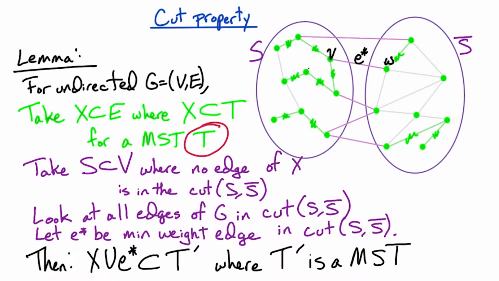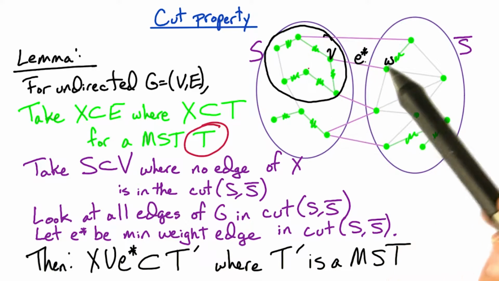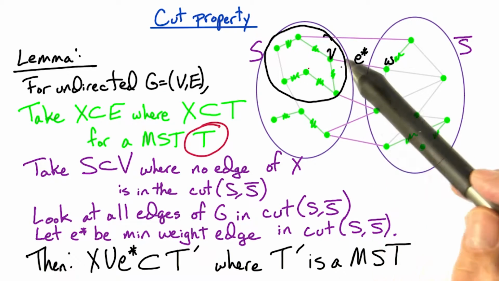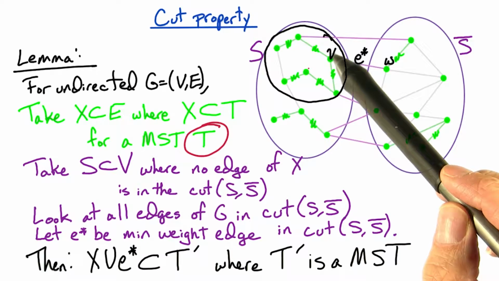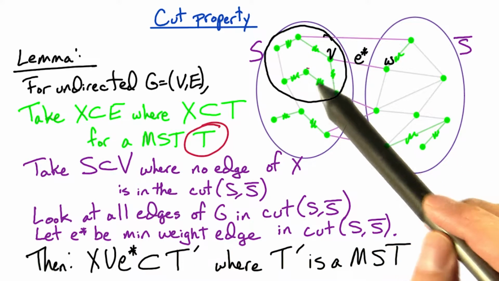So what was the set S in this example? The set S in this example was the component containing V or the component containing W. Let's just say the S was the component containing V. And therefore, since the component is a maximal set of connected vertices, we know that there's no edge in the partial solution which crosses from S to S bar.